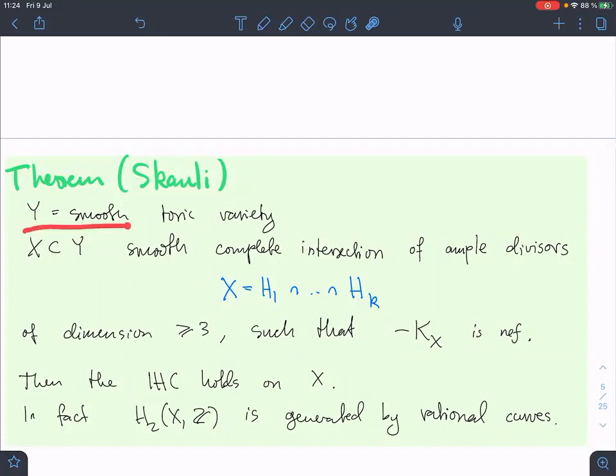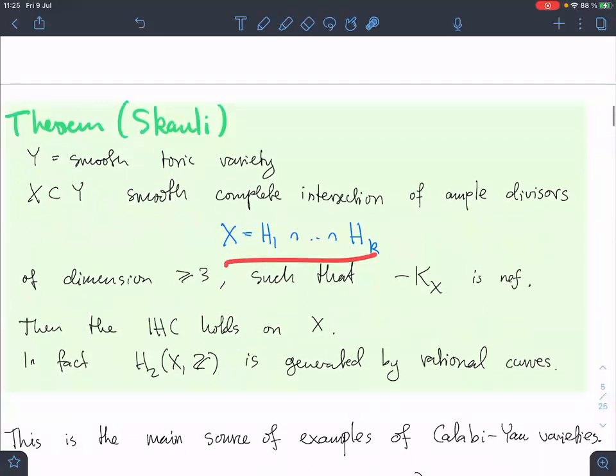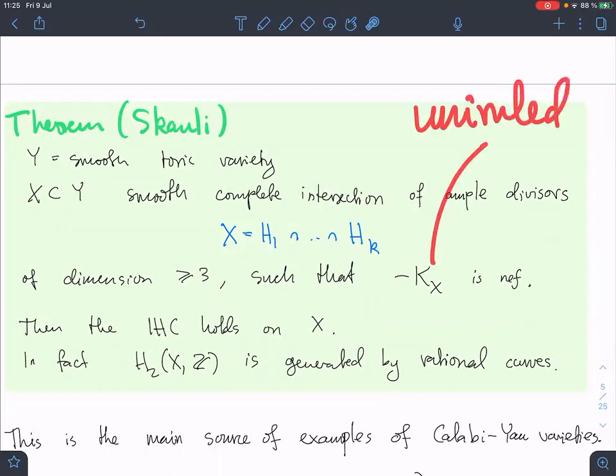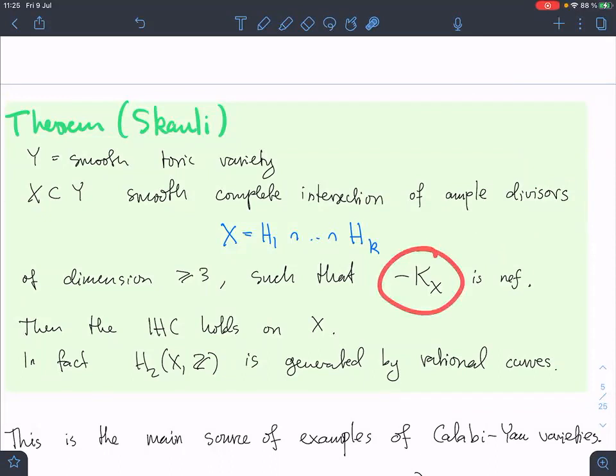You take a smooth projective toric variety, and you take a smooth complete intersection of ample divisors like this, and we suppose that X has dimension at least 3. We also assume that the anti-canonical divisor is nef. So this would fit well with uniruled or Calabi-Yau. In particular, the anti-canonical could be just 0 here.